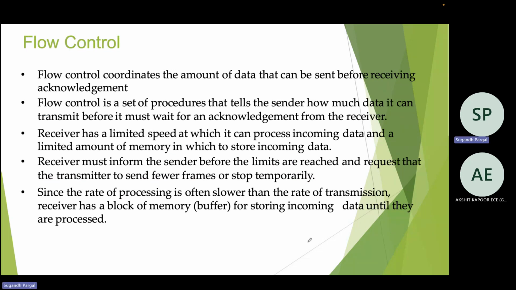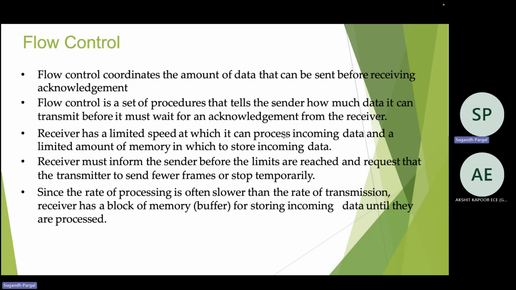So now we will discuss the last part, that is the flow control and the error control. This is the similar kind of flow control which we have already seen in the case of the transport layer. Flow control coordinates the amount of data that can be sent before receiving acknowledgement. Flow control is a set of procedures that tells the sender how much data it can transmit before it must wait for an acknowledgement from the receiver.